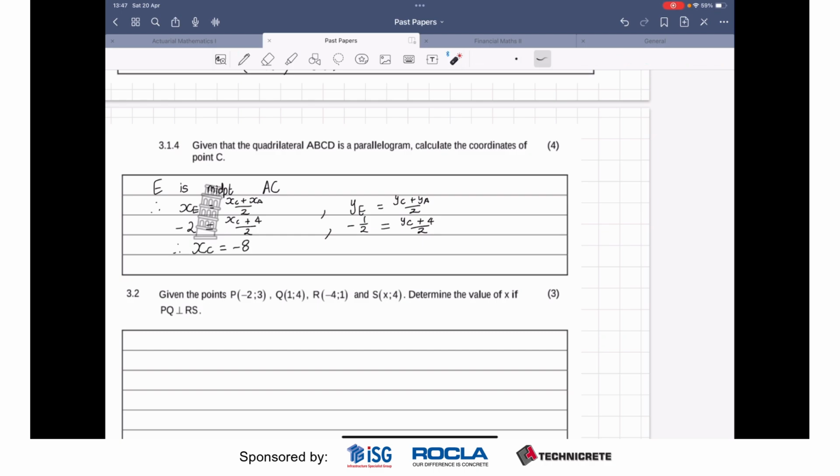And then similarly on this side, I'm going to multiply everything by 2. So on this side, I'm going to have minus 1, and that's going to be equal to y of C plus 4. I take the 4 over to the other side, so I can have y of C on its own, and the 4 becomes negative. So I'm going to have minus 1 minus 4 is minus 5, and that's equal to y of C.